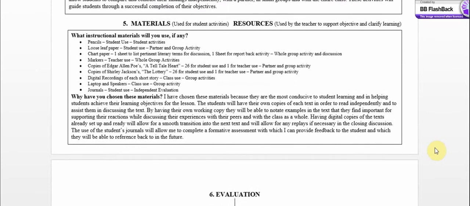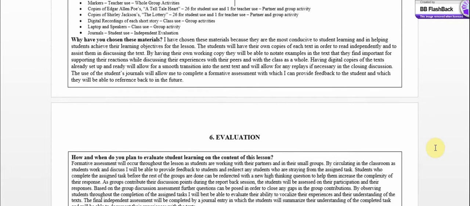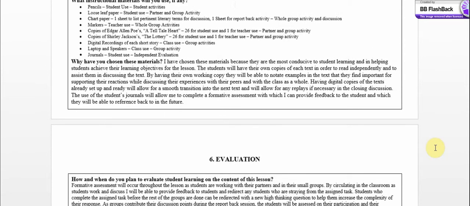We will need copies of both stories, Edgar Allan Poe's The Tell-Tale Heart, as well as Shirley Jackson's The Lottery. There will be approximately 26 students, so I would need one copy for each student, and then of course a copy for myself. That way, as I'm walking around, I have a copy readily available. Digital recordings of each short story, which will be used by the entire class. Laptop and speakers with which to produce the digital recordings.